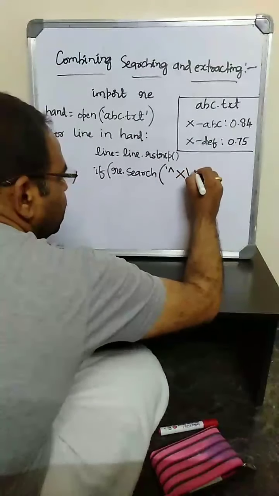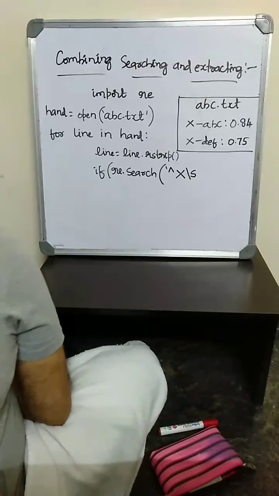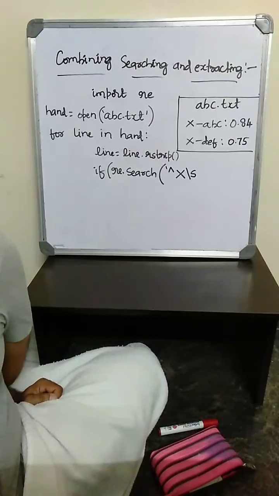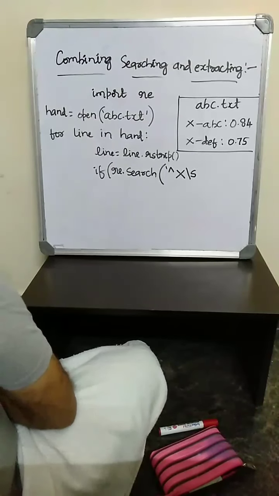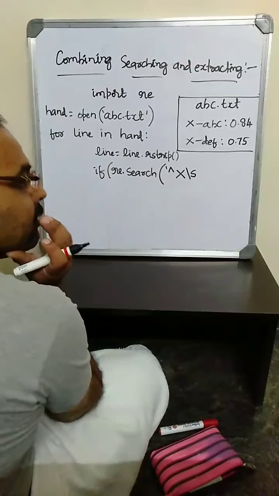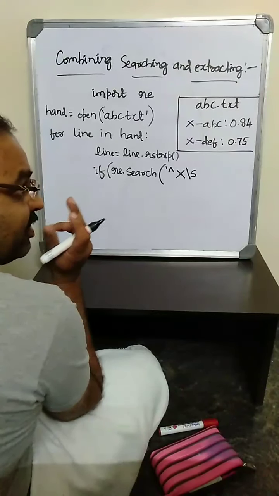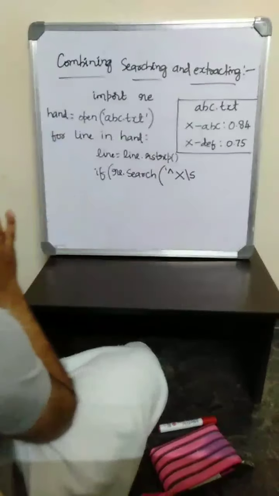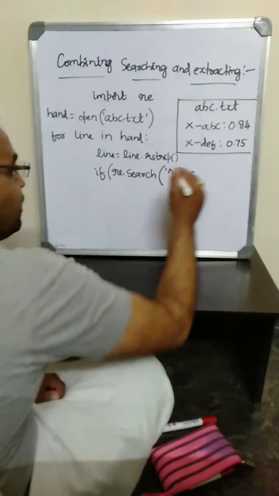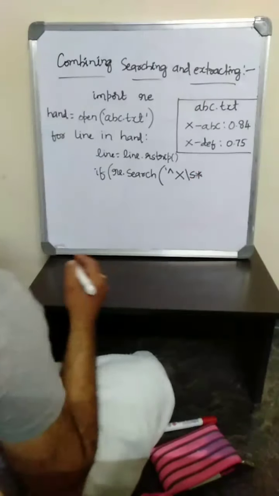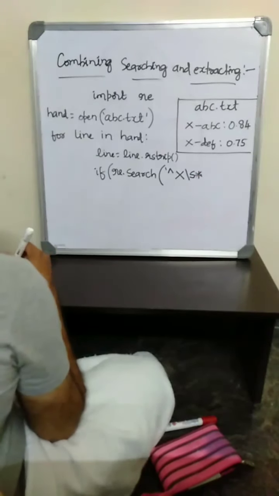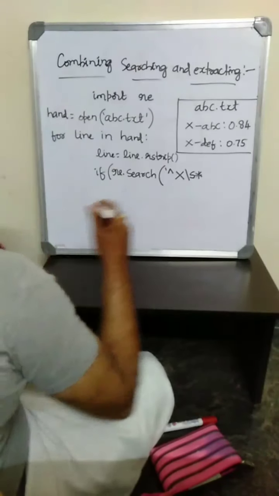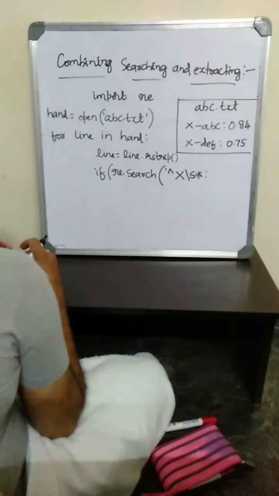Non-white space characters means I have to make use of \S. Here we are interested in any number of them. We have not set the constraint of at least one, because if we say at least one, then you have to make use of plus. But we have not set that it must be present, so you have to make use of zero or more occurrences, that is star. And it should be followed by a colon.